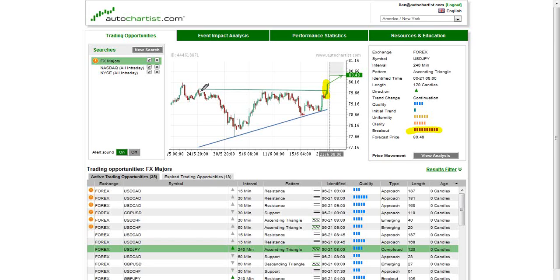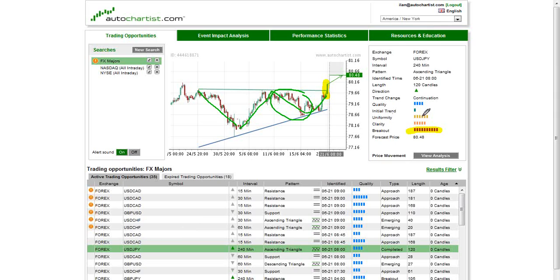Clarity is a measure of how much noise there was between touching points, between support and resistance. And you can see that it's relatively clear in the first legs of the pattern, but relatively unclear in the second legs of the pattern. And so clarity is being given a slightly smaller rating.